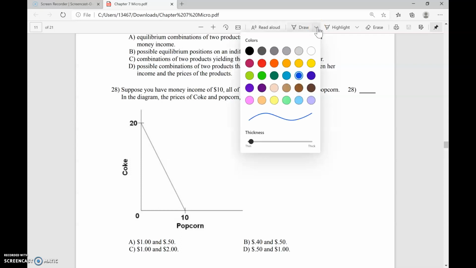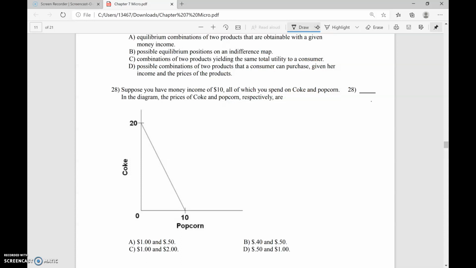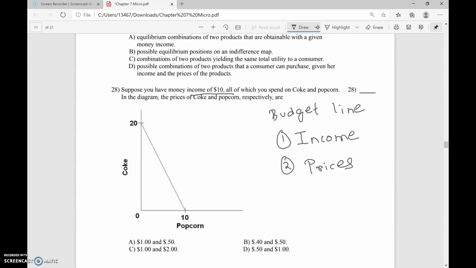Hey everyone, let's look at the concept of budget constraint. This is a budget line here, and a budget line shows the combination of different goods a consumer can purchase given the consumer's money income, and number two, the prices of the goods. In this example, money income is $10 and it's asking us the prices of Coke and popcorn respectively.